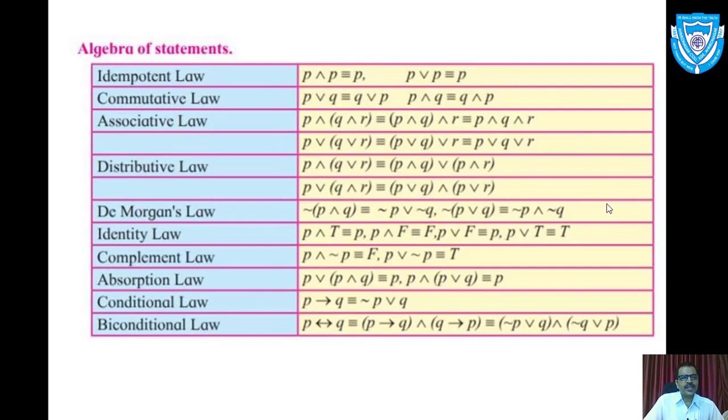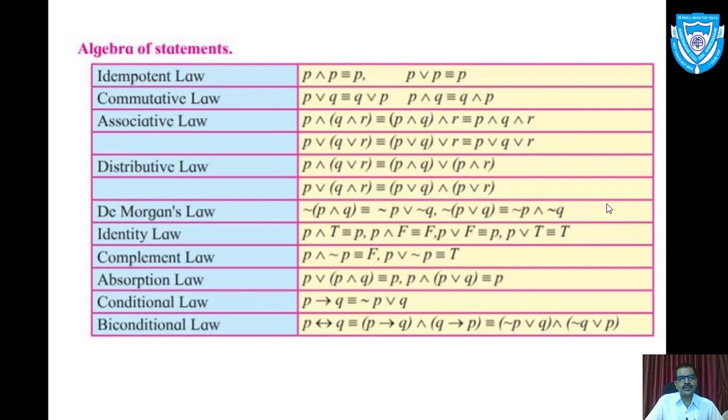Now the first operation is labeled as the idempotent law. What is the idempotent law? P and P is equivalent to P. P or P is equivalent to P, meaning that whenever we take the conjunction of any statement with itself, the result is the statement itself. Or if you take the disjunction of any statement with itself, again the result is itself. That is what the idempotent law suggests to us.